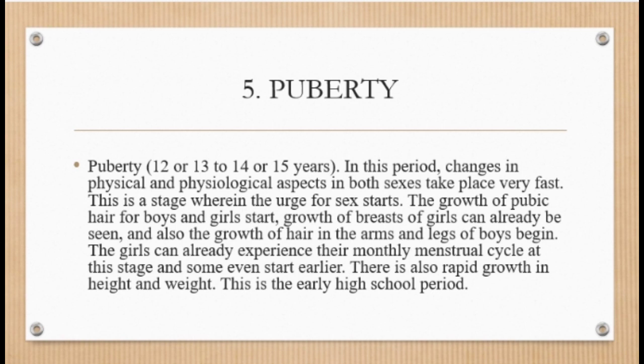Growth of breasts of girls can already be seen, and also the growth of hair in the arms and legs of boys begins. The girls can already experience their monthly menstrual cycle at this stage, and some even start earlier. There is also rapid growth in height and weight. This is the early high school period.